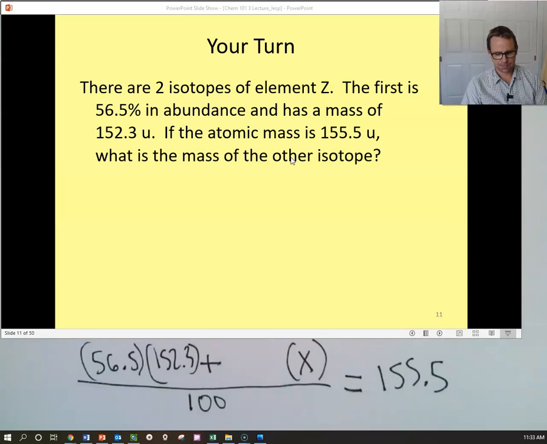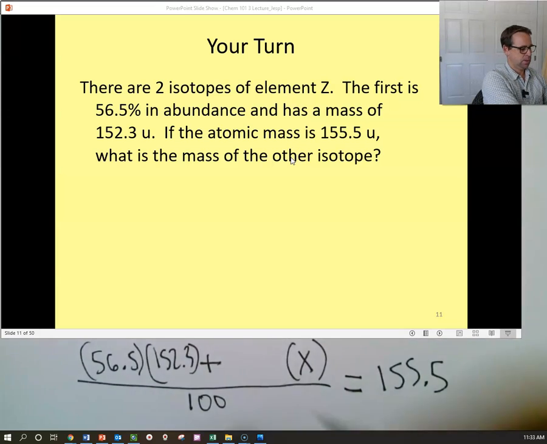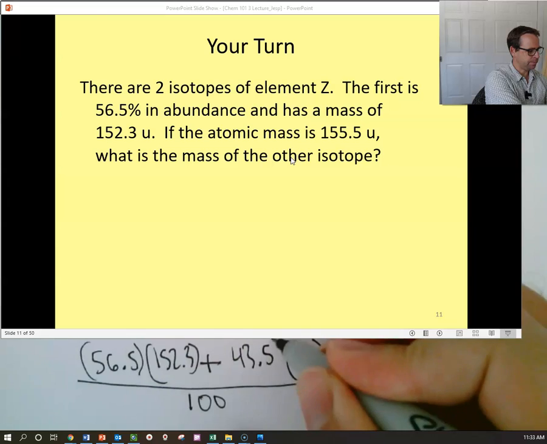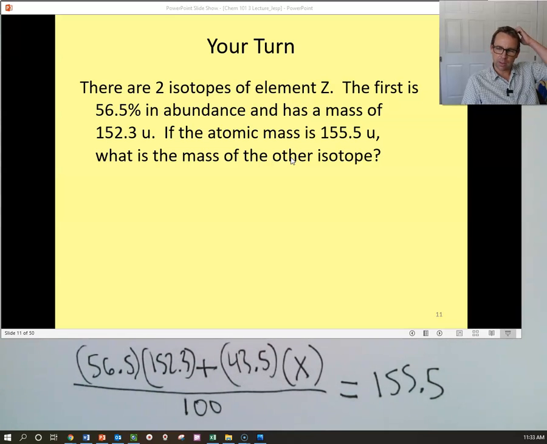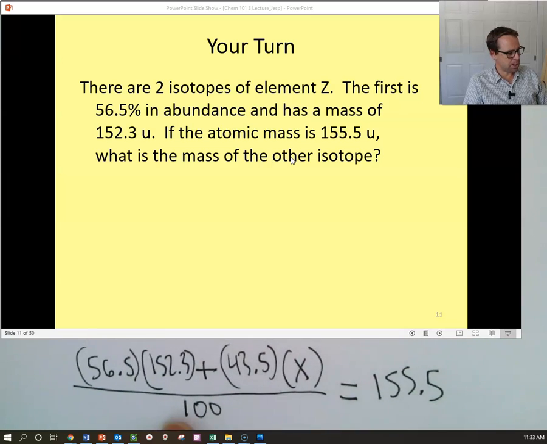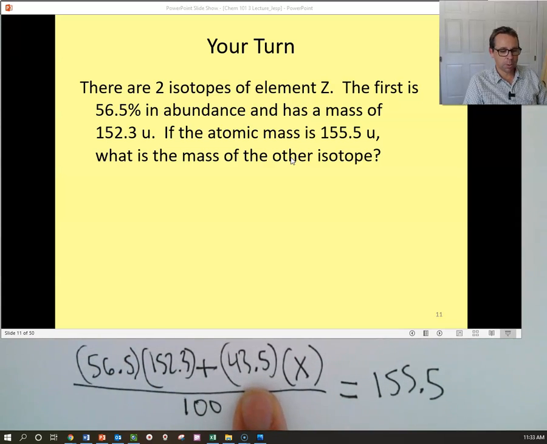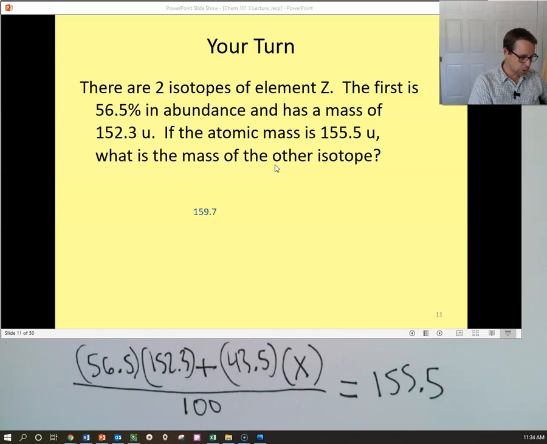Okay. So then it would be 56.5. We take 100 and subtract from it the 56.5. And that's 43.5. All right? So you see where I got that. Excellent. Now to solve for the x here, we'd have to multiply both sides by 100, and then subtract the product of this, and then divide by our 43.5, and if you do that in your calculator, you should get 159.7. So make sure you know how to do that with your calculator.